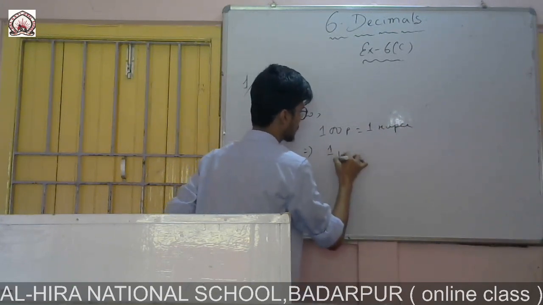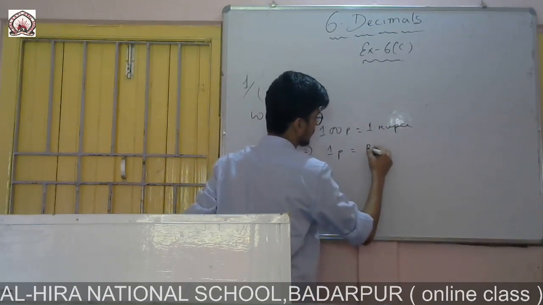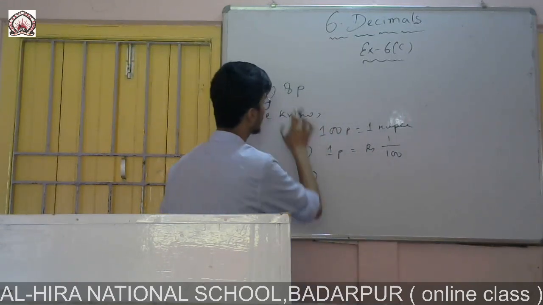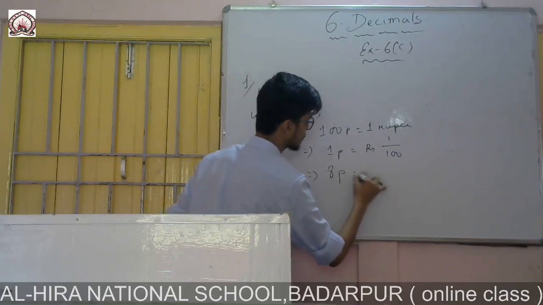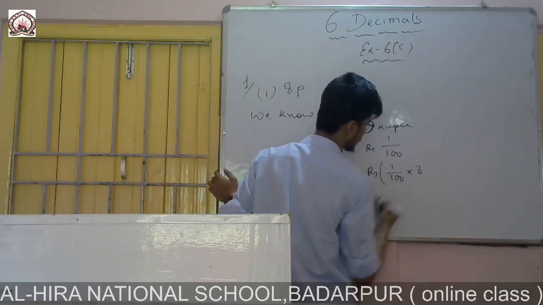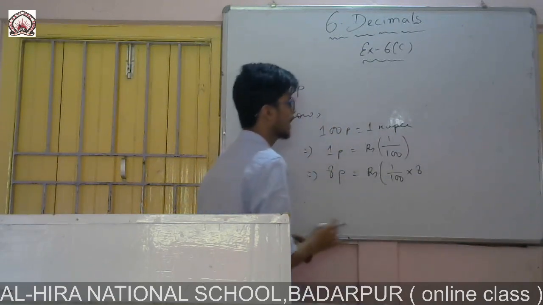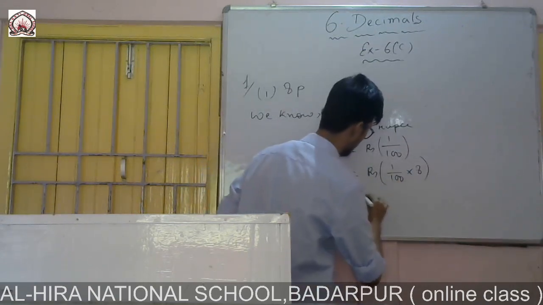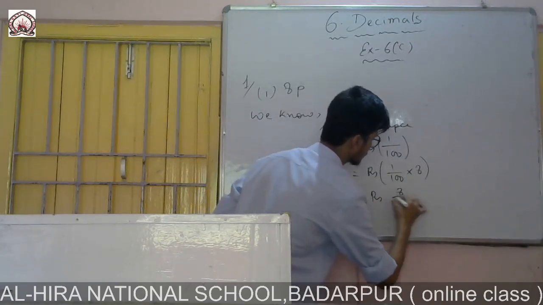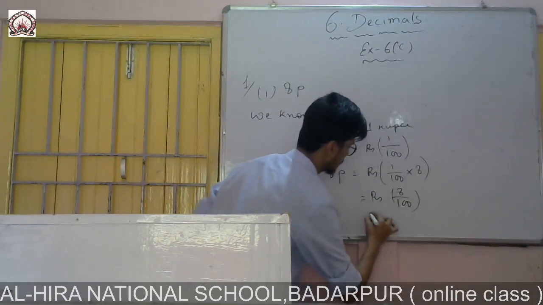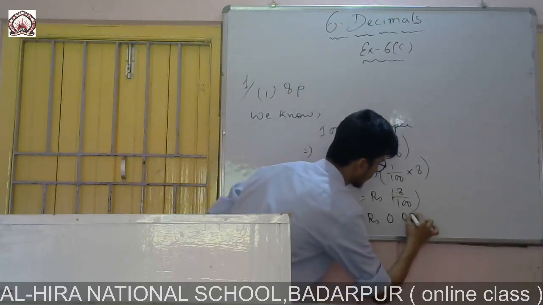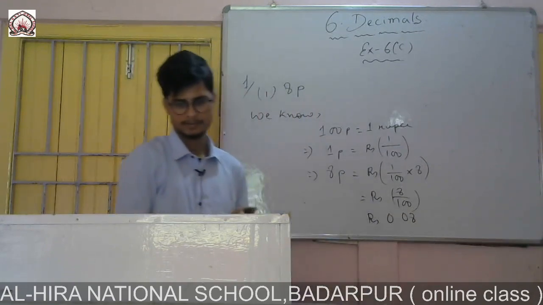That means 1 paisa equals rupees 1 by 100. What we are finding is 8 paisa. So I can write 8 paisa equals rupees 1 by 100 into 8. If I convert it into decimal, it will be 8 by 100. So 8 by 100 equals rupees 0.08.